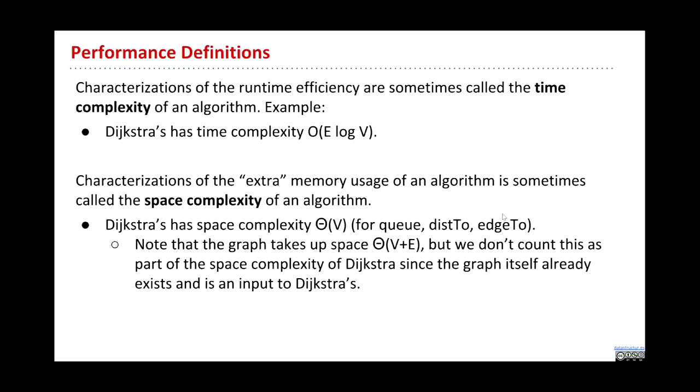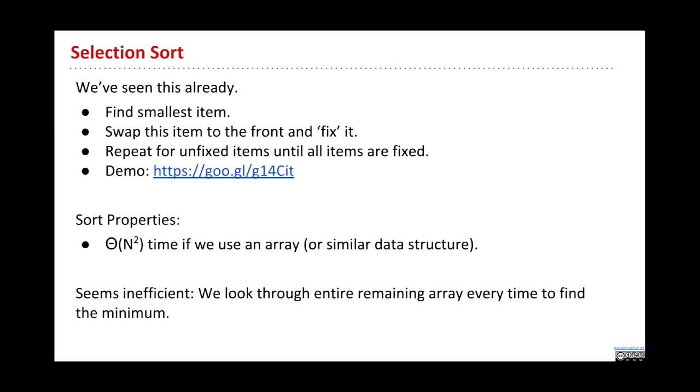Well, these notions of space and time complexity will become more clear as we do some sorting. Okay, so finally, 15 minutes in, let's talk about our first sort, selection sort. We've already seen selection sort. We did it during our testing lecture, and the basic idea is you find the smallest item, put it at the front, and then fix it. And by fix, I mean you're sticking it there, so it never moves again. And then we're just going to repeat until all the items are fixed.